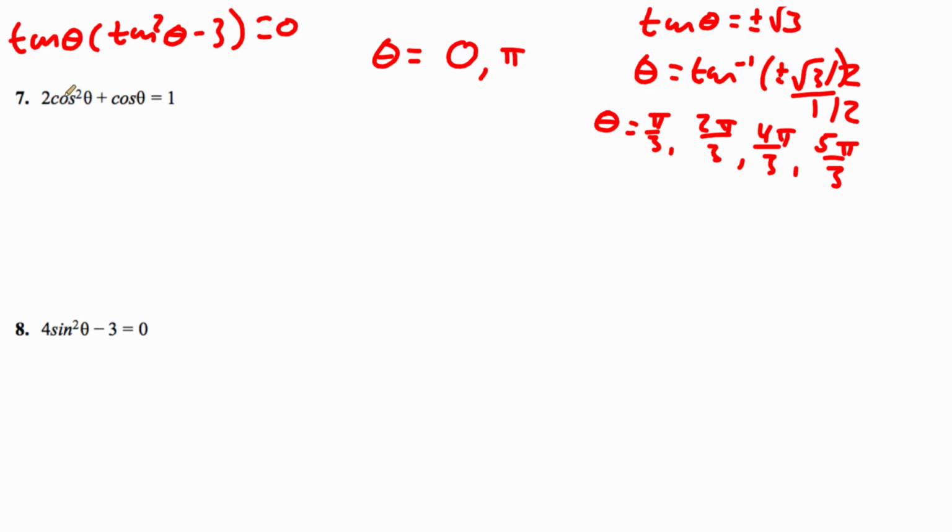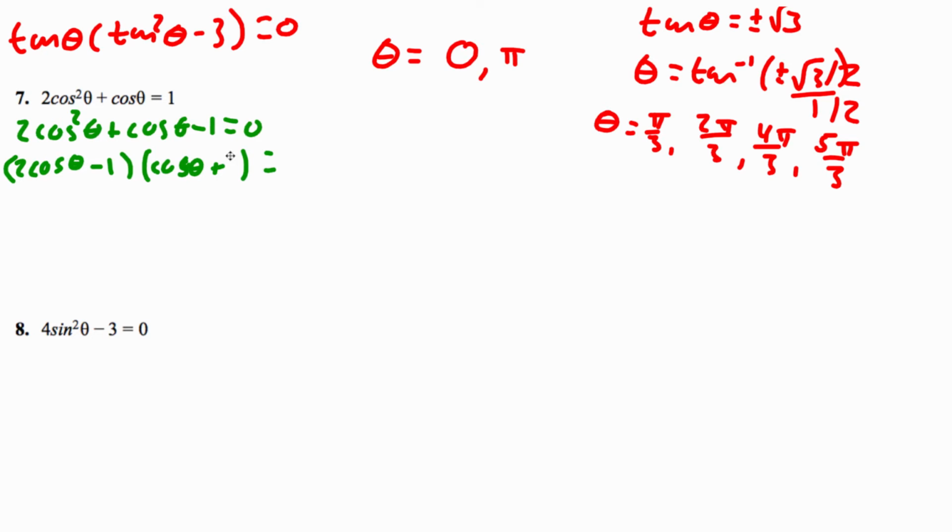If we take a look at number 7, 2 cosine squared of theta plus the cosine of theta equals 1. First thing I'm going to do is subtract that 1 over, so we get 2 cosine squared of theta plus cosine of theta minus 1 equals 0. Now we can actually do some factoring on the left-hand side. This is like unfoiling. We're going to need 2 cosine of theta minus 1 and cosine of theta plus 1 equals 0. Then we can use our zero product property to split this up. So 2 cosine of theta minus 1 equals 0, and cosine of theta plus 1 equals 0.